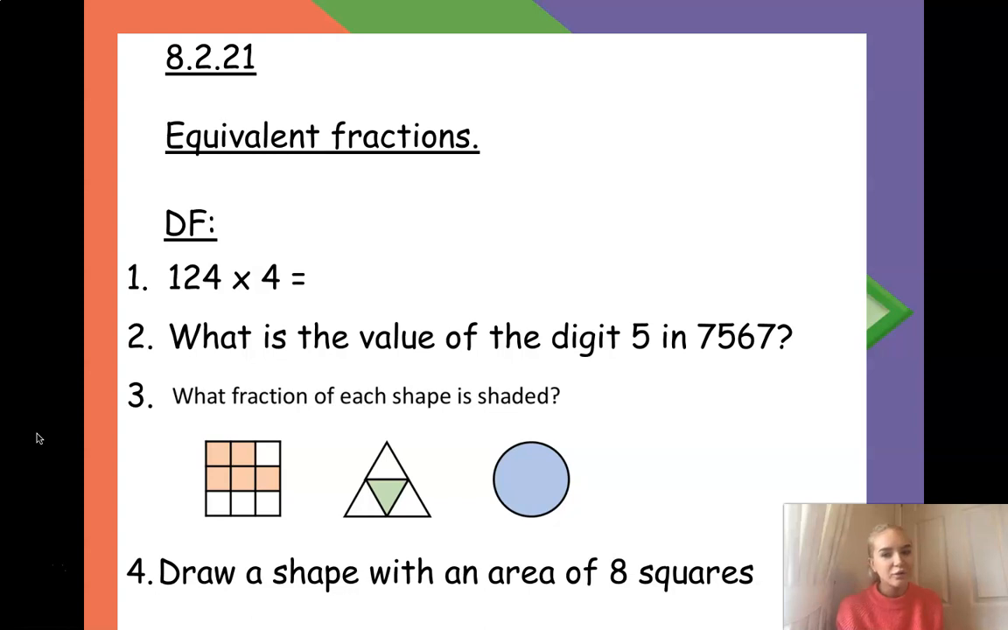Today we are going to be looking all about equivalent fractions. And before we do that, I have some daily fluency questions for you to answer here. So spend 3 minutes answering the following questions on your piece of paper, please. Pause the video now.